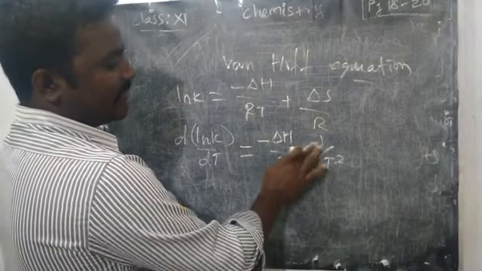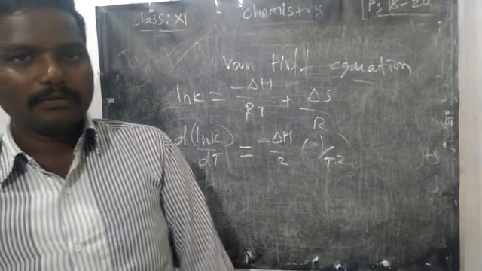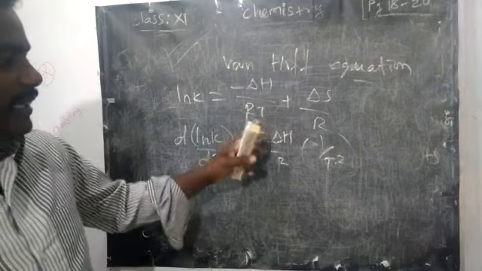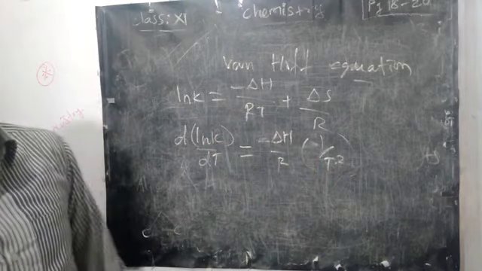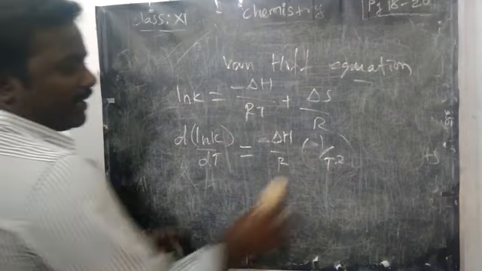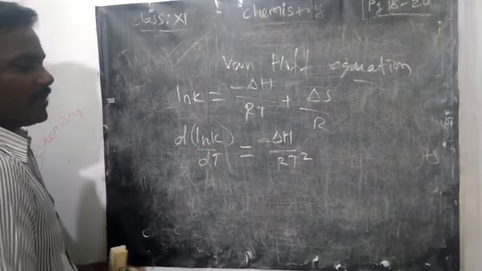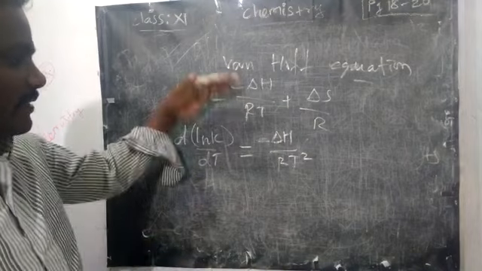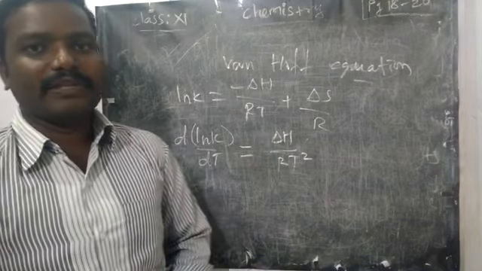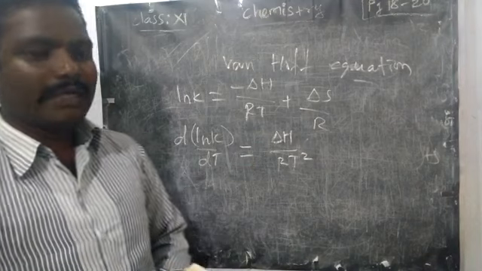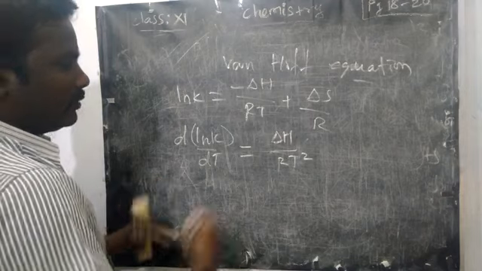So this minus will be cancelled. Okay, keep it in your mind. 1 by T will give minus 1 by T square. Already we had one minus. So minus becoming plus. So the final equation is d ln K by dT equals delta H by RT square. The same we are going to integrate with respect to K1, K2, T1, T2. Right? For K1, temperature T1; K2, T2.